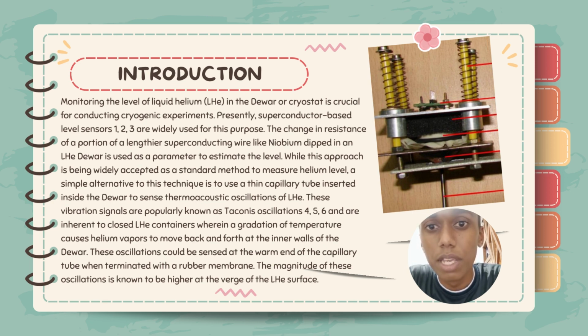While this approach is being widely accepted as a standard method to measure helium level, a simple alternative to this technique is to use a thin capillary tube inserted inside the device to sense thermoacoustic oscillation of liquid helium. These vibration signals are popularly known as Taconis oscillations and are inherent to closed liquid helium containers, wherein a gradation of temperature causes helium vapor to move back and forth at the inner walls of the device.